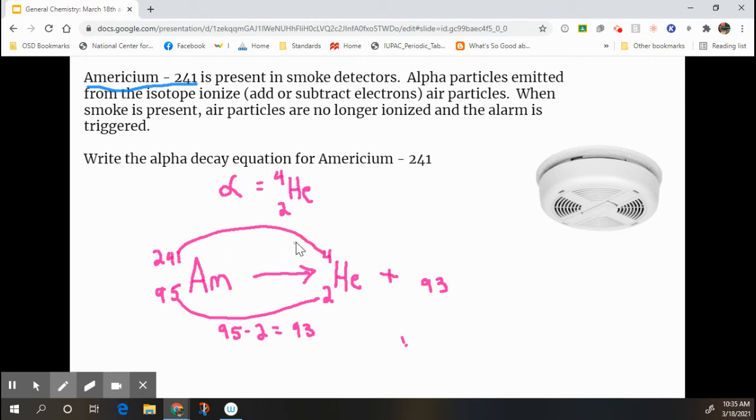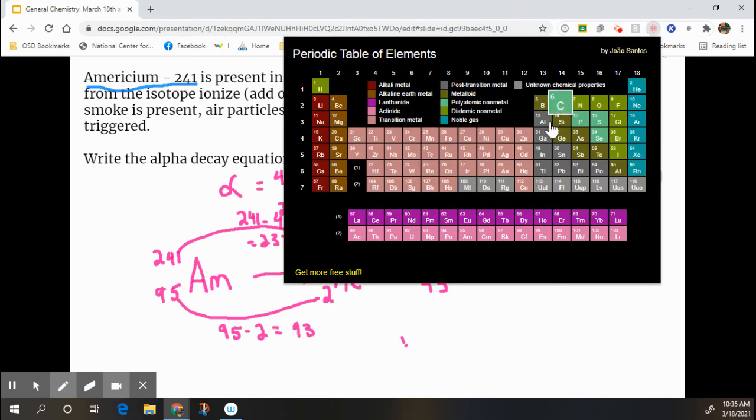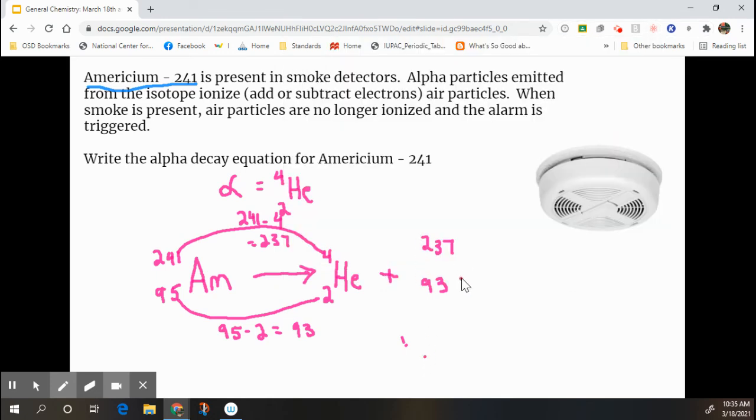And 241 minus 4 is going to be 237. And that's going to go on the top. So my last step here is to decide which isotope has an atomic number of 93. I'll get back out my periodic table. Look down here. It is element NP, neptunium, that has an atomic number of 93. So NP goes here like that.